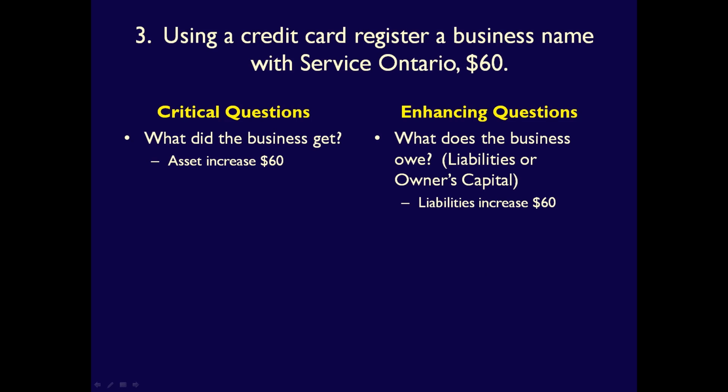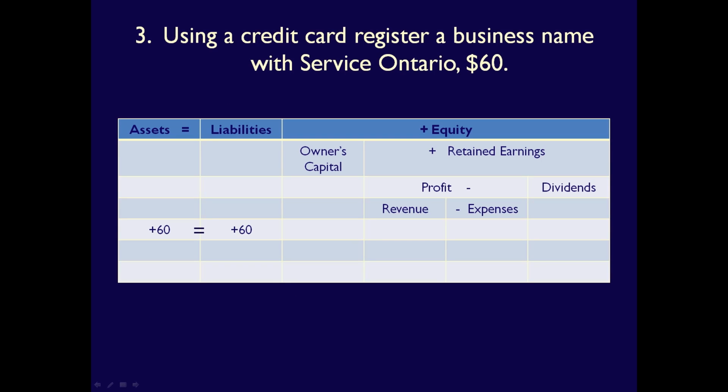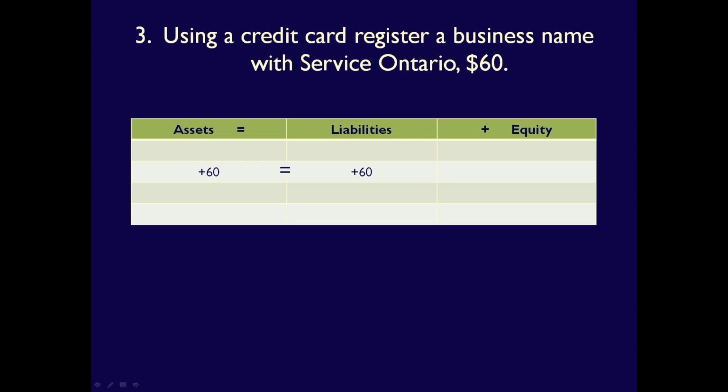Let's go back to the critical question. What did the business give away? When a business pays using a credit card, they give away an IOU to the credit card company, a promise to pay at some future date, a liability. In future, you should be able to answer the question, what did the business give away when the business pays by credit card? Let's record this business activity in the expanded accounting equation. Assets increased by $60, liabilities increased by $60. Let's record this activity in the basic accounting equation. It's the same entry because assets and liabilities do not have any sub-elements under them.